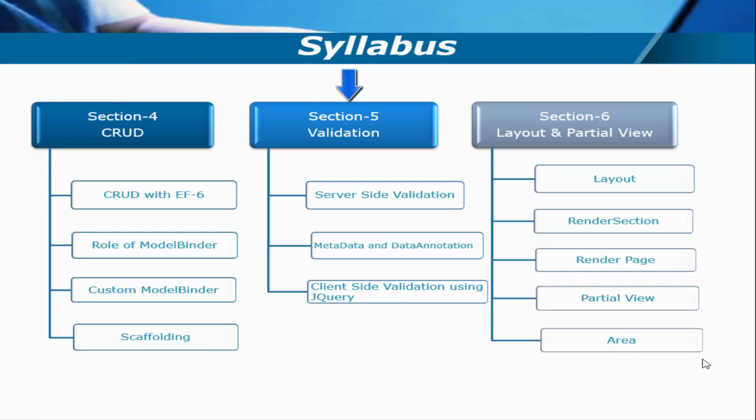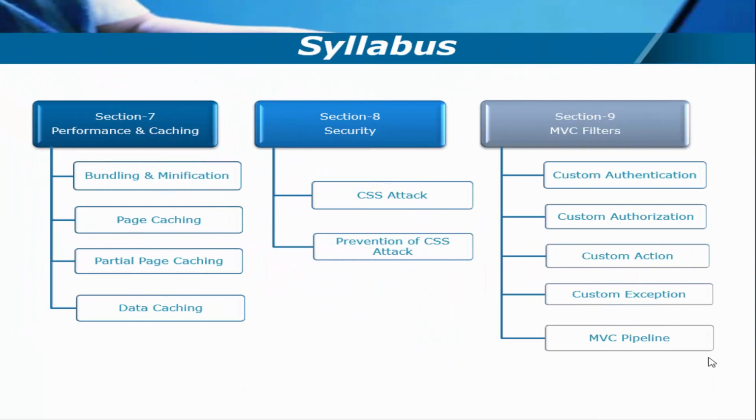Section 5 covers validation at the client side as well as the server side using data annotation and the jQuery library. We will also solve the validation constraint for Entity Framework using metadata. Section 6 covers layouts, sections, RenderPage, partial pages, and layout render technique using the ViewStart file. Section 7 covers performance topics using bundling, minification, and caching techniques.